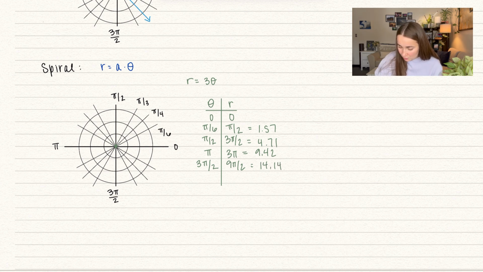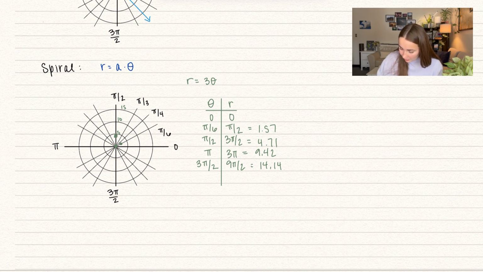So now let's go ahead and plug in these values. I'm going to say each radius is going to be like a distance of 5. So this will be 5, 10, and 15. So we want to go to our angle pi over 6, and we want to go out a distance of 1.57. So that's going to be something kind of like that, right? Now, our next angle is going to be pi over 2, right? So this angle is going to be pi over 2, and we're going to go out a distance of 4.71. So we're almost to 5.